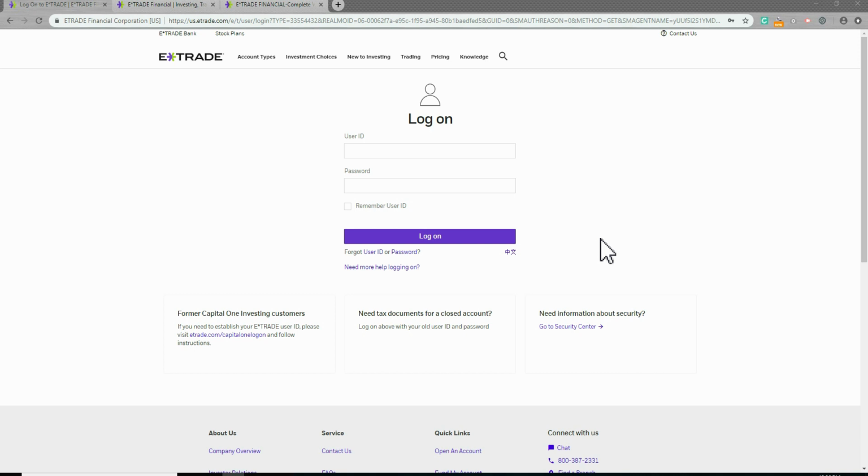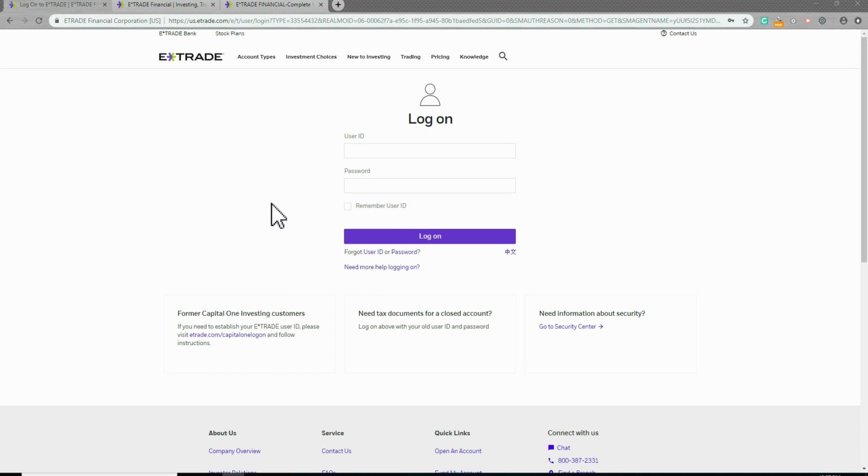So if you had a Capital One Investing account, if you go to sign into Capital One Investing, they're going to have a message bar right at the top, which will lead you to this page right here, etrade.com/Capital One login. And basically you can put your Capital One investing login right here, and that will get you into your account. All right, so it's fairly simple.